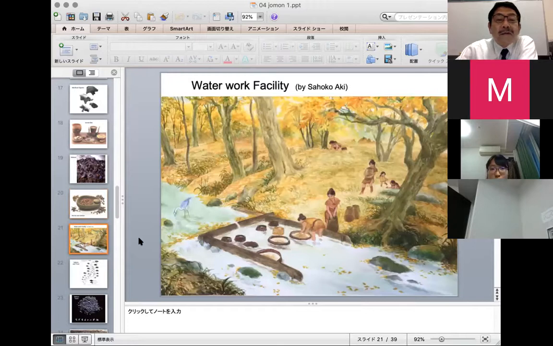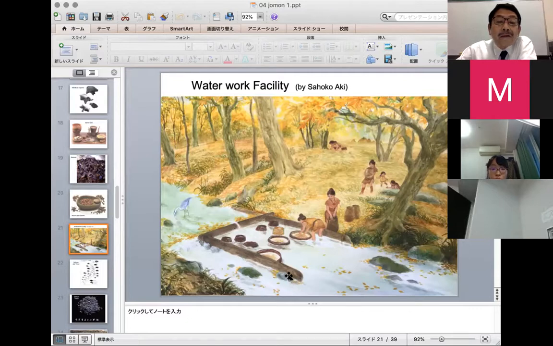And talking about processing, this is another example of the reconstruction of the landscape, autumn landscape of Jomon period. The maybe latest Jomon period, drawn by Sahoko. And it's a river flowing from left to right, and there's a facility made of wood, logs and boards.